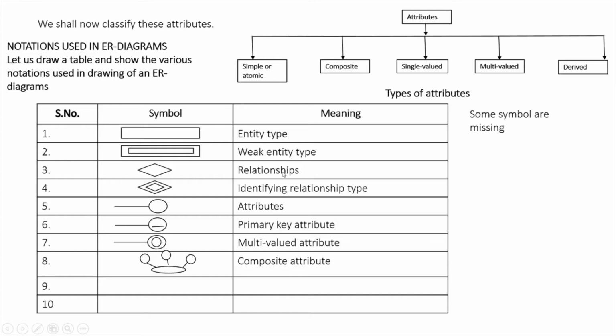Attributes are represented by ellipse. Relationships are represented by diamonds. Primary key attributes are underlined. As you can see, multi-valued attributes are represented by double ellipse, and a direct line represents one occurrence while an indirect line represents many occurrences in a relation.